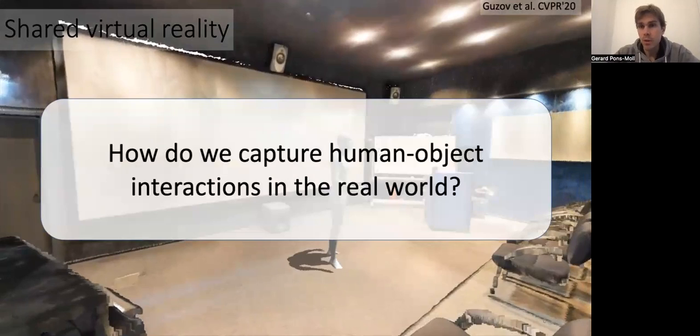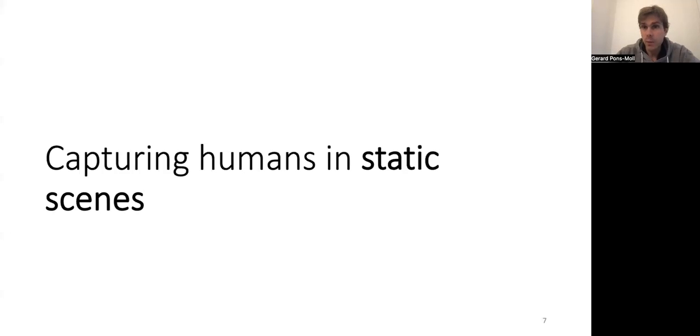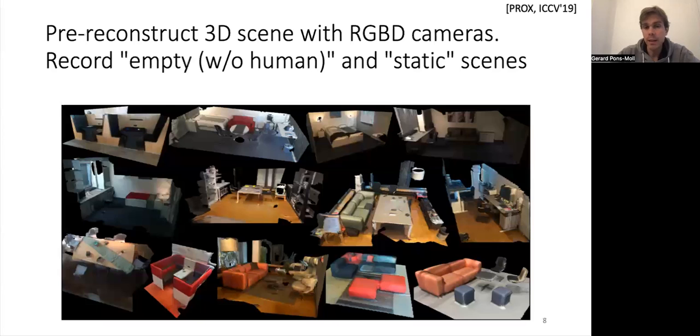So how do we capture this human-object interaction in the real world? Well, first we need to capture the 3D scenes, and here computer vision technology has advanced significantly in terms of sensors and also in terms of algorithms. So we have much more 3D data than we used to have, let's say, 7 to 10 years ago. So one way is, for example, to use Kinects. You can go across a room and then fuse all the depth frames into a single coherent 3D scene.